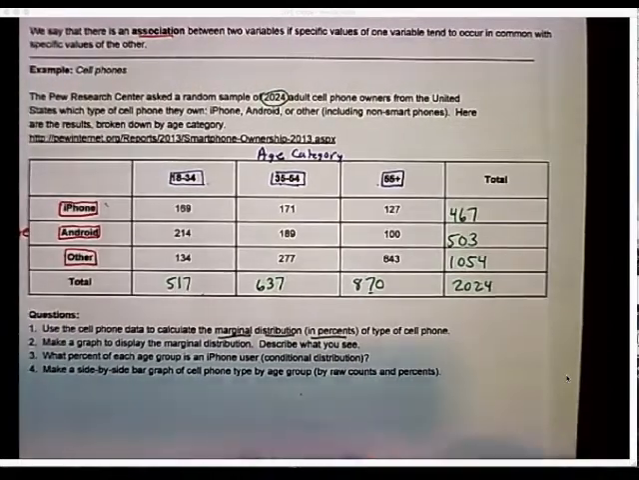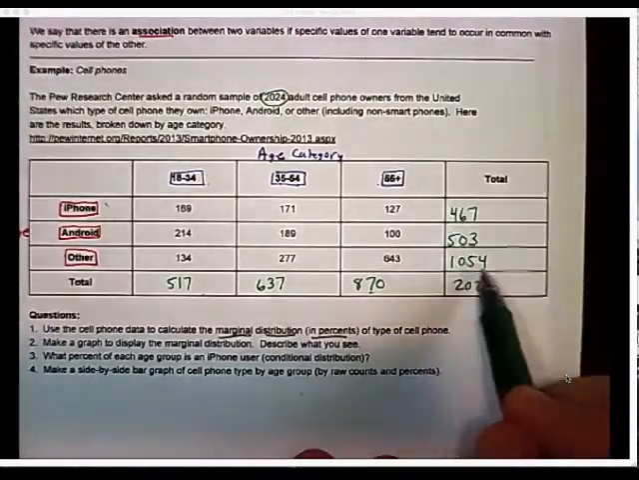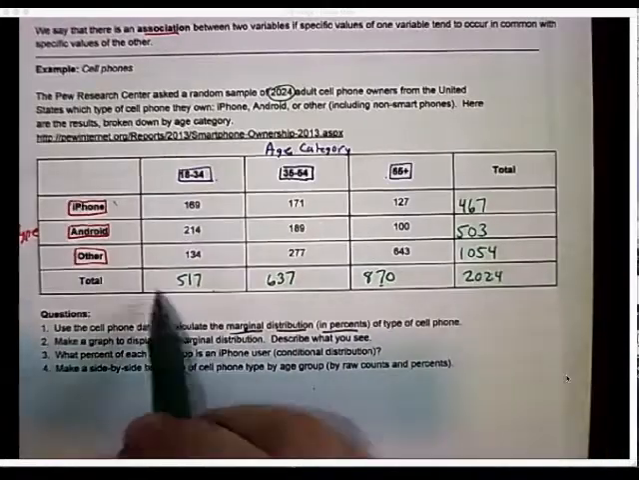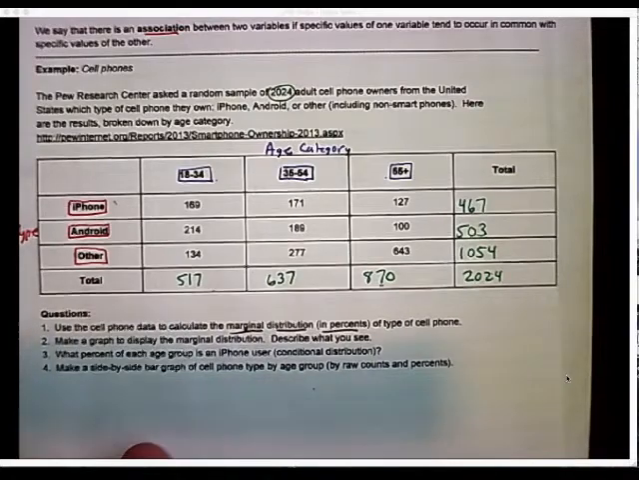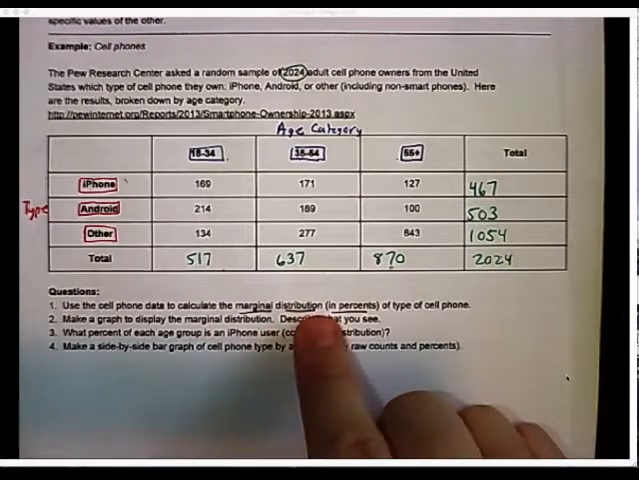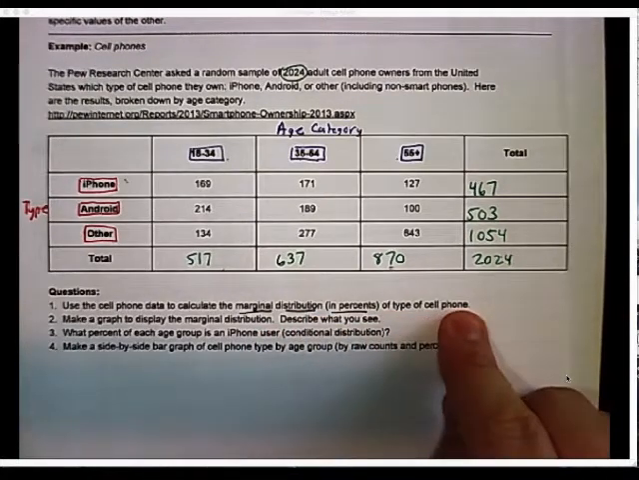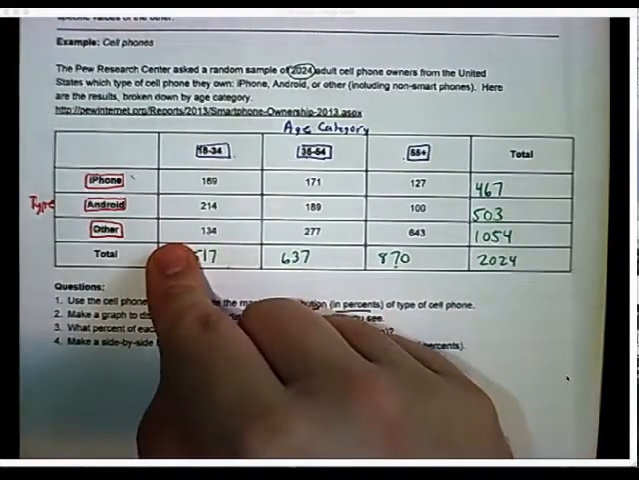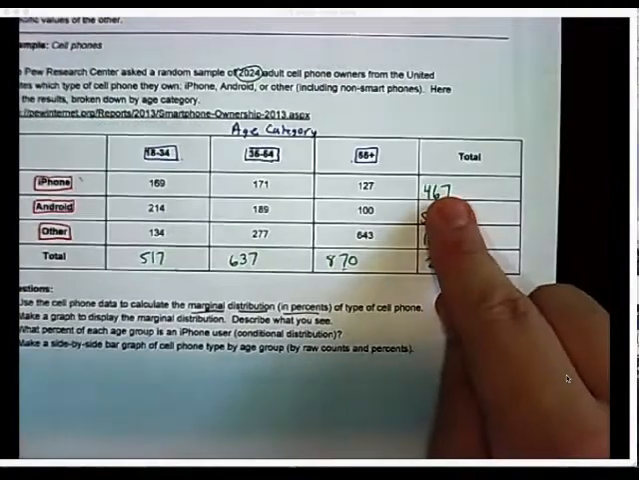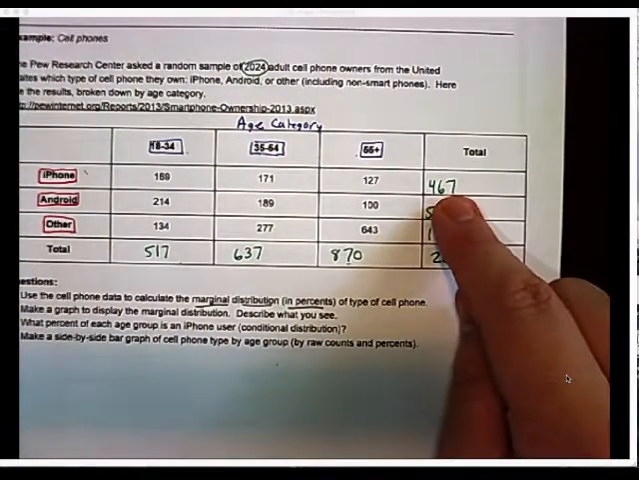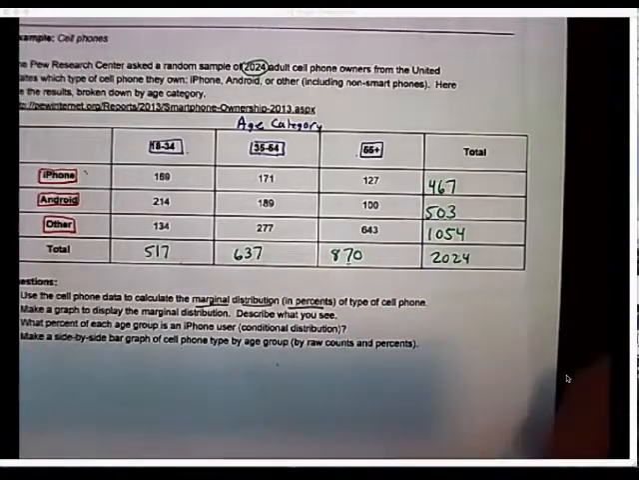So what I've done, I've added things in the margin of the two-way table. All right, this information is in the right margin, and this information is in the bottom margin. So now let's actually go back to the question. It says, use the cell phone data to calculate the marginal distribution of the type of cell phone. So here the types are in rows. Okay, so how am I going to figure out this as a percentage? How many people own an iPhone? 467.